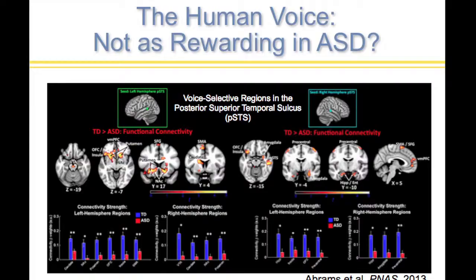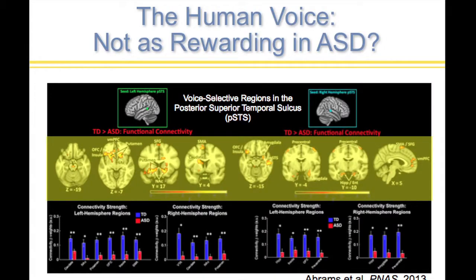And lo and behold, what the pictures that I'm showing you here are showing is actually all of the regions where the typically developing individuals show greater functional connectivity than the individuals with ASD.